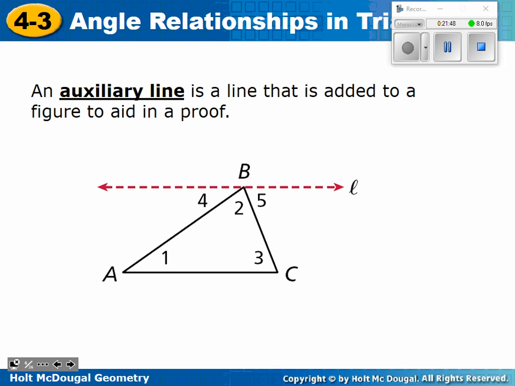We're going to be trying to prove triangles are congruent. When we do that, sometimes there's not enough information in the picture. And in order to prove that the triangles are congruent, you need to draw in a line. If that happens, that's called an auxiliary line. An auxiliary line is just a line that is added to a figure to aid in a proof. Here's where it's going to pop up on your homework. They're going to give you a picture like this.